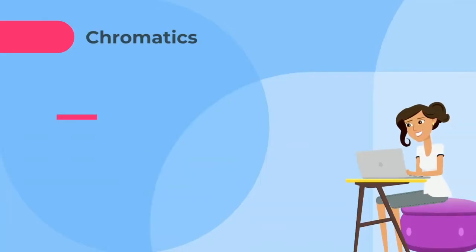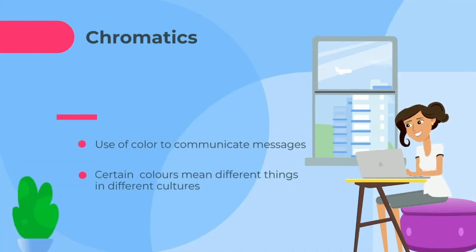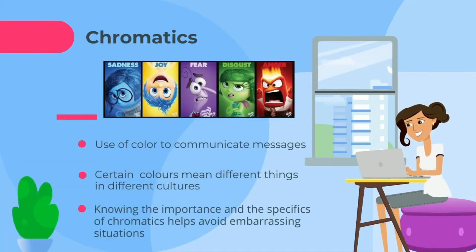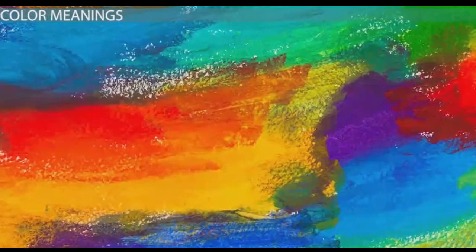Yeah. I love it. Chromatics, the use of color to convey messages. It is important to know the specifics of chromatics in a culture, as it may help to avoid embarrassing situations. For example, in the United States, it is common to wear black for mourning, while in India, people wear white for mourning. Meanings of colors in cultures all over the globe.